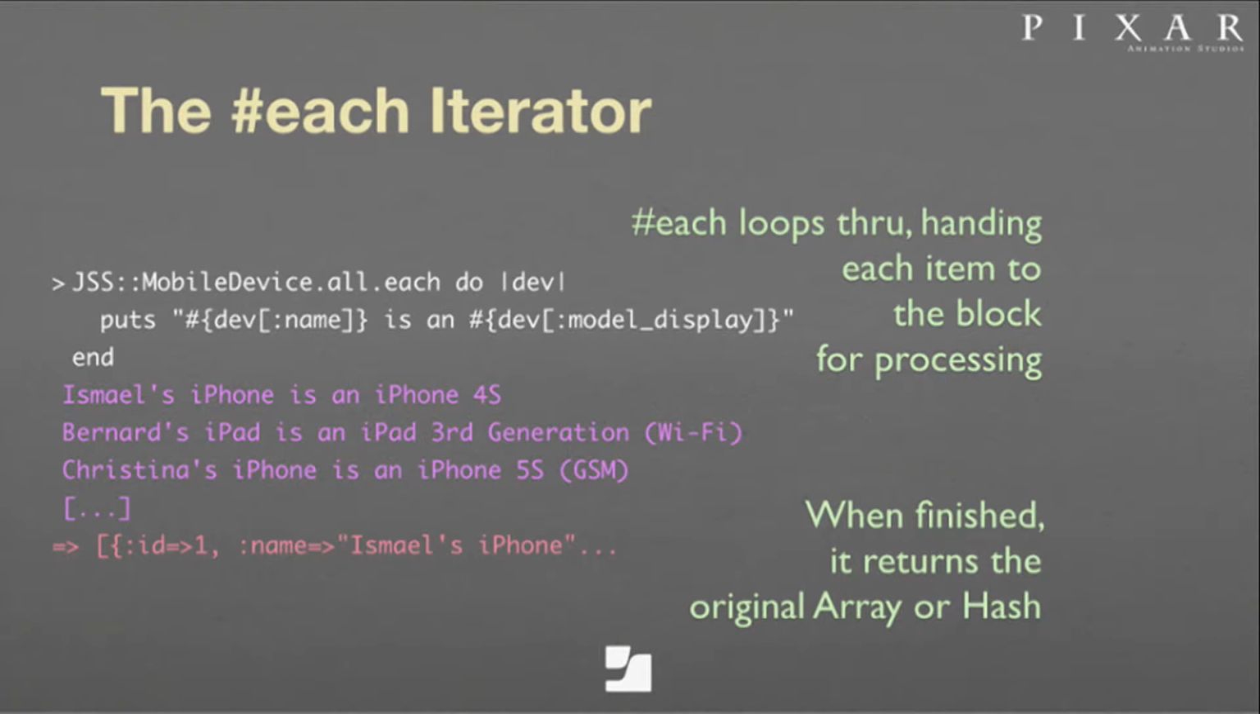The hash that we get for each mobile device has a name key and a model display key, which we are embedding into our double quoted string. And here are the first 3 examples of what it does. So there's a quick way to loop through all the mobile devices, at least with the information that you get from the list of mobile devices.